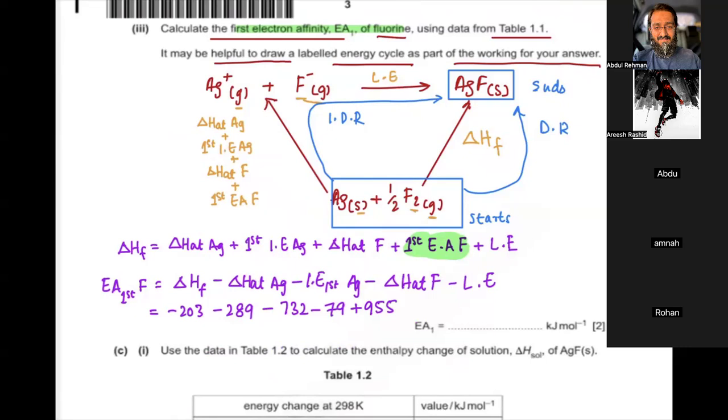Okay, Faizan. Thank you, Faizan. Thank you, Rohan. So the answer we are getting is minus 348. And over here, the unit is already mentioned. If the unit is not there, then you need to mention kilojoule per mole. So minus 348 kilojoules per mole. I hope it's clear to all of you.